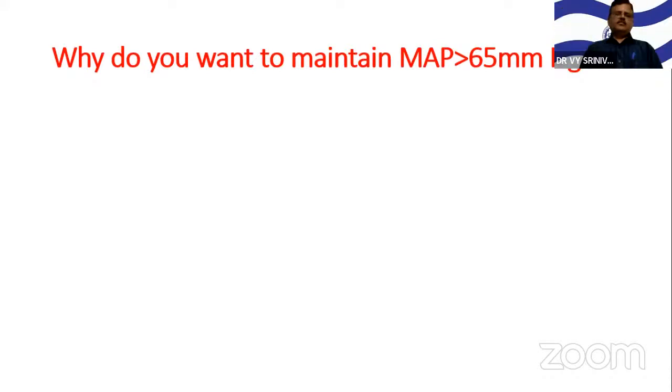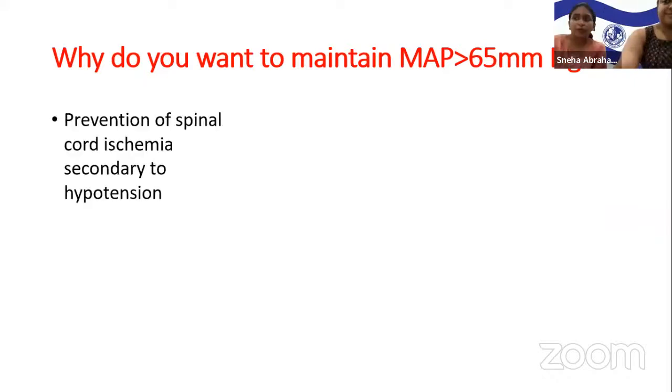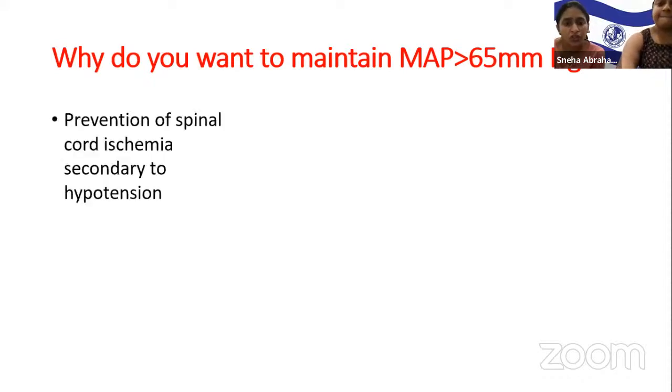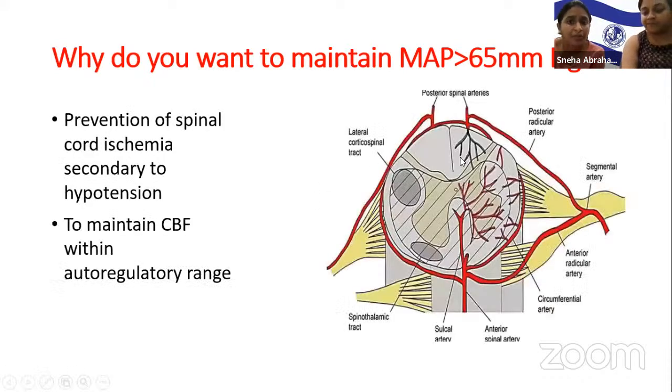Why do you want to maintain mean arterial pressure more than 65 millimeters of mercury? So we need to maintain a mean arterial pressure of more than 65 millimeters of mercury to prevent spinal cord ischemia secondary to hypotension. As I previously mentioned, the posterior 1/3 of the spinal cord is supplied by 2 posterior spinal arteries, whereas the anterior 2/3 of the spinal cord is supplied by a single anterior spinal artery. From the levels of T6 to L3, we have the artery of Adamkiewicz, which is a radicular artery which also supplies the anterior part of the spinal cord.